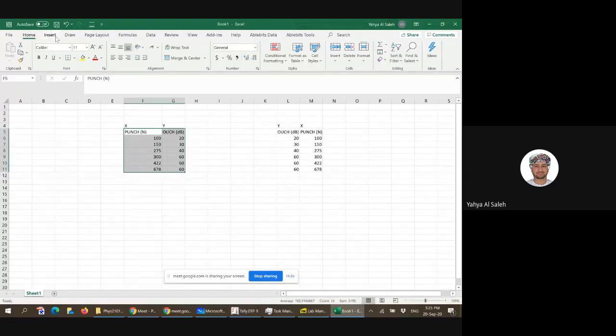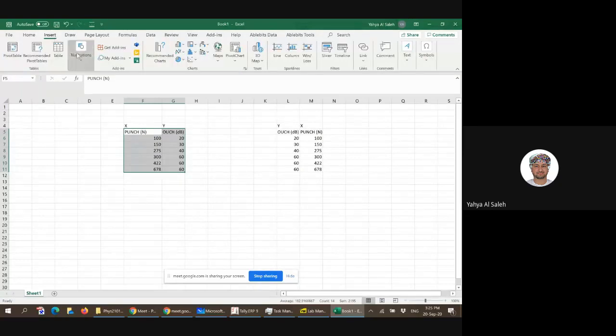I go insert, and then I choose. Now this looks different on everyone's computer, so you will have to play around a little bit with your computer until you find how to do it. Here, for example, I see in Excel it's called a scatter chart. And look, I choose the first one where it's only dots, not dots with joining.